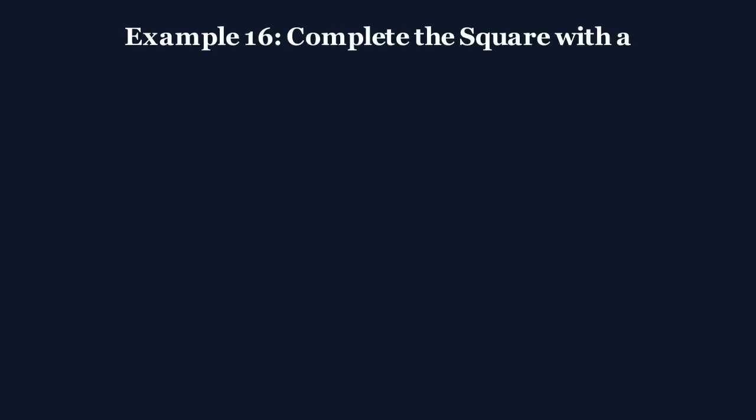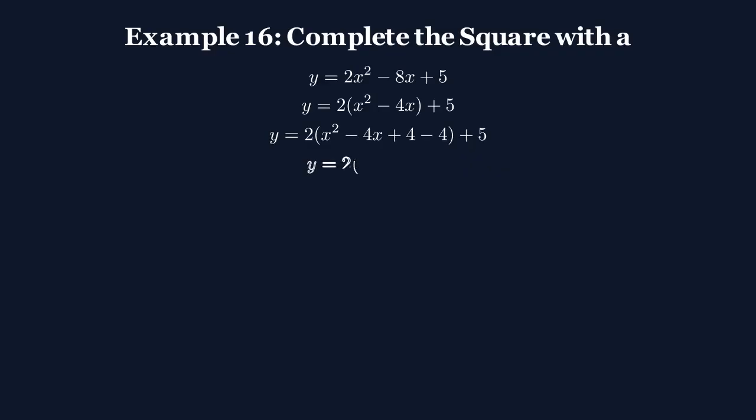Example 16. Convert y equals 2x squared minus 8x plus 5 into vertex form. First factor 2 from the x terms. y equals 2 times (x squared minus 4x) plus 5. Half of -4 is -2, and -2 squared is 4. Add and subtract 4 inside the bracket. The result is y equals 2 times (x minus 2) squared minus 3. The vertex is (2, -3).